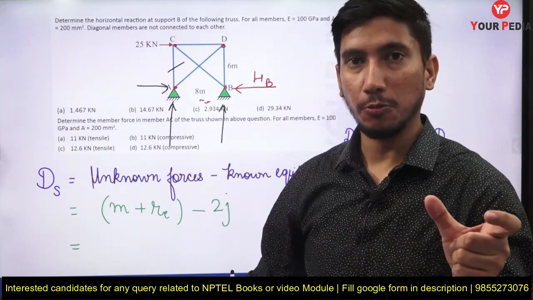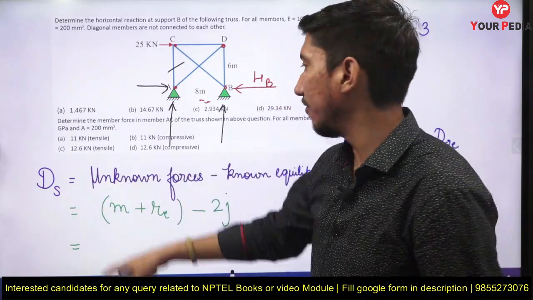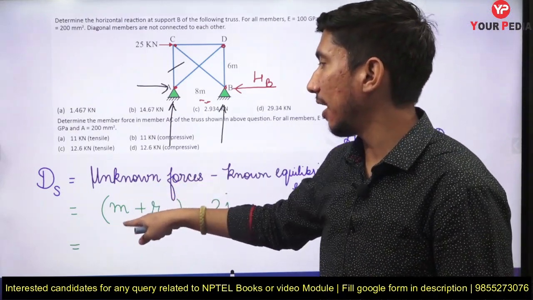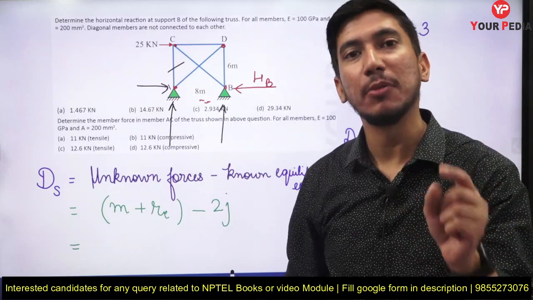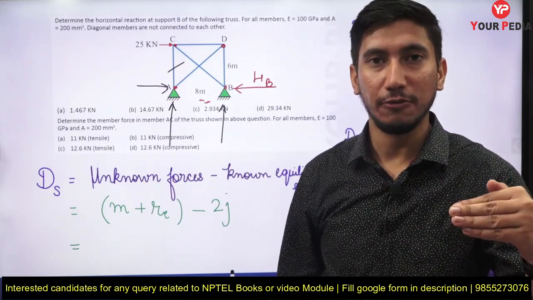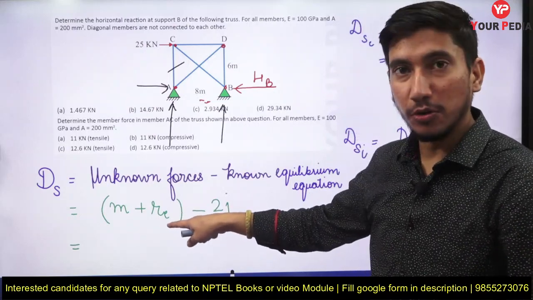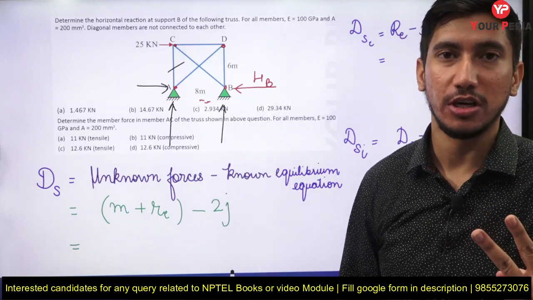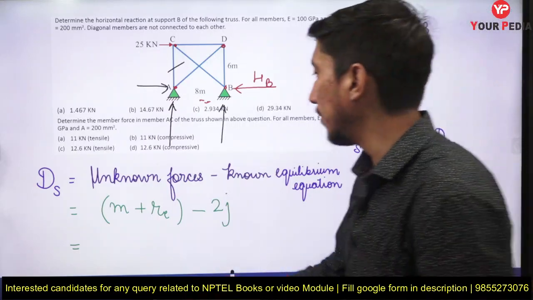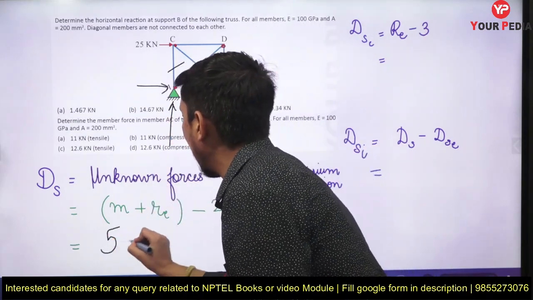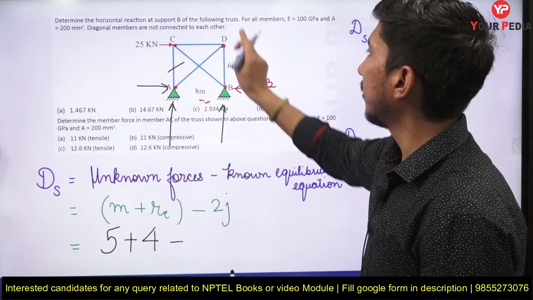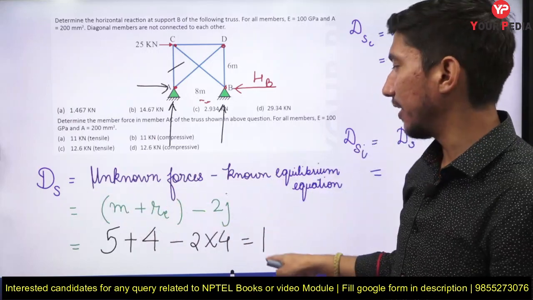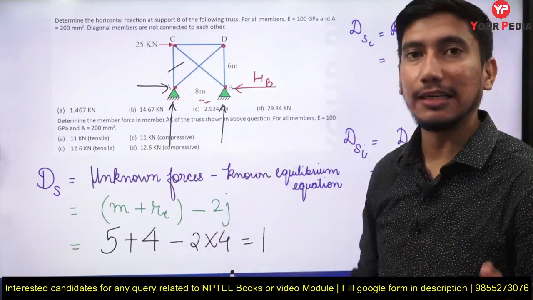So if you look at the formula of statical indeterminacy, we have number of unknown forces minus known equilibrium equations. So number of unknown forces is basically the number of members, because every member will have one unknown force, the axial force in that member, and the number of support reactions. And what are the known equilibrium equations? At every joint we have 2 equilibrium equations which are known to us. So if we go by that formula, we have 5 members and support reactions are 4 and the joints are 4. So we have 5 plus 4 minus 2 into 4, so the degree of statical indeterminacy is basically 1.